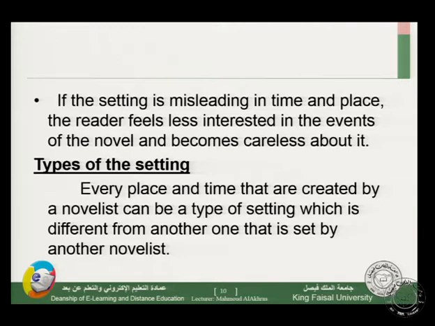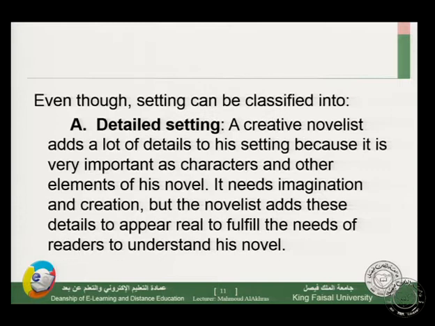Every place and time that are created by a novelist can be a type of setting which is different from another one that is set by another novelist. So every place and time, we can say it is a kind of setting. Even though setting can be classified, so we have some kind of a classification of setting. So the first one, we have 2 types, A and B. So we can classify setting into 2 kinds.